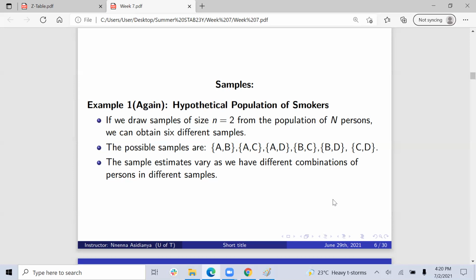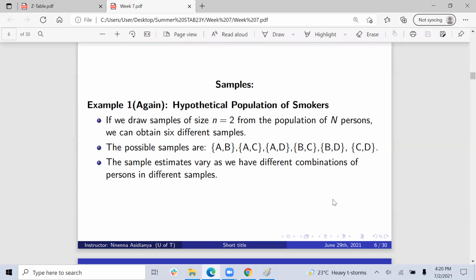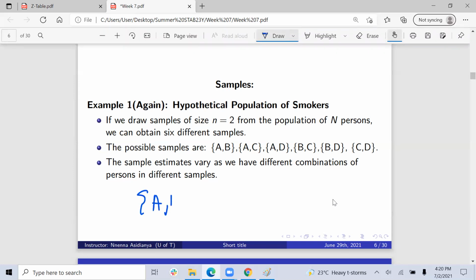I should say 6 different unique permutations, because of course AB is a different permutation from BA. What this says is that in the first sample, you got person A first, and then you got person B. The second time you did your sample, you got person B first, and then you got person A. So these are different permutations of a sample of size 2, but we recognize these are the exact same samples because the permutation may be different, but the people in the actual sample are the same. So there are 6 different unique samples of size 2 from a population of size 4.